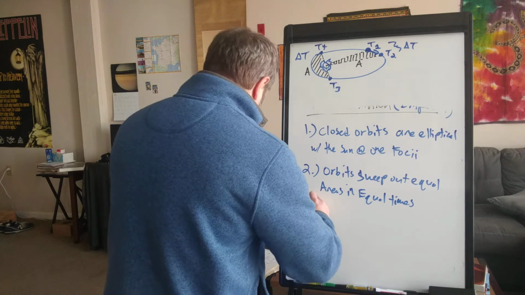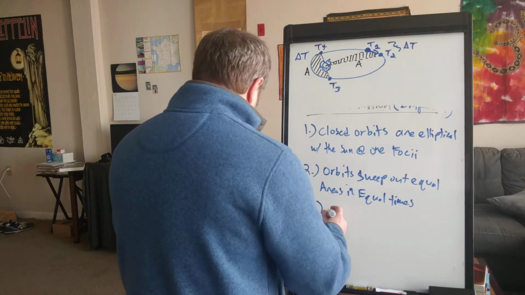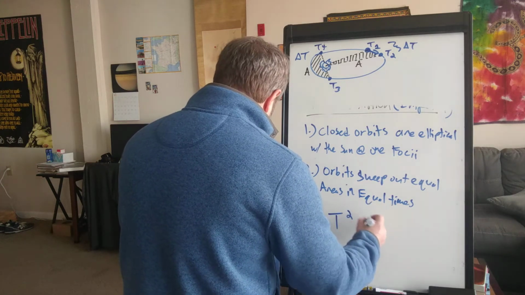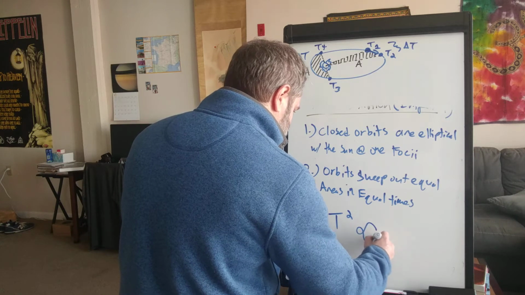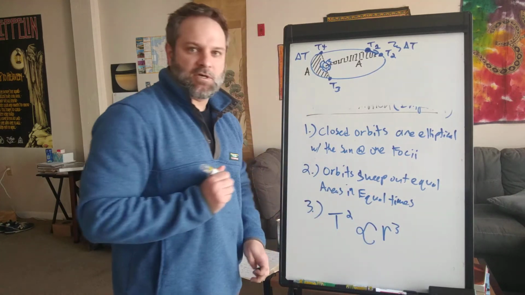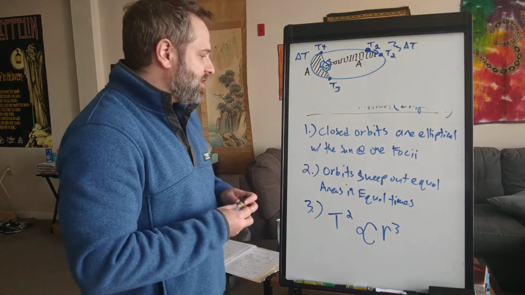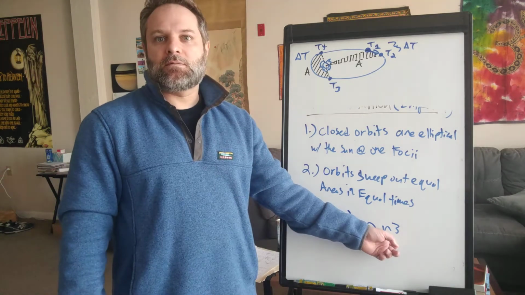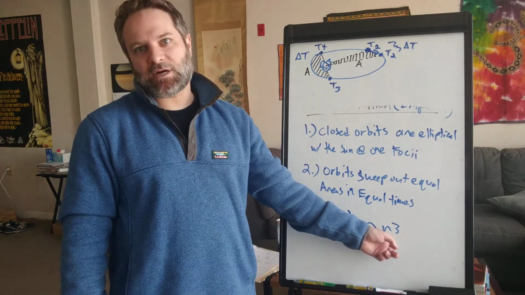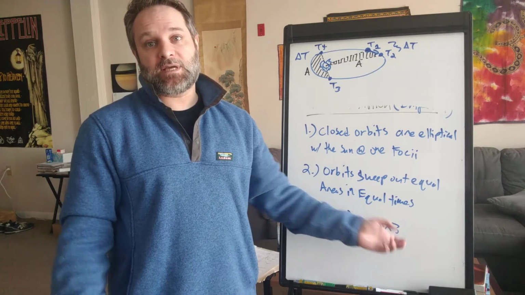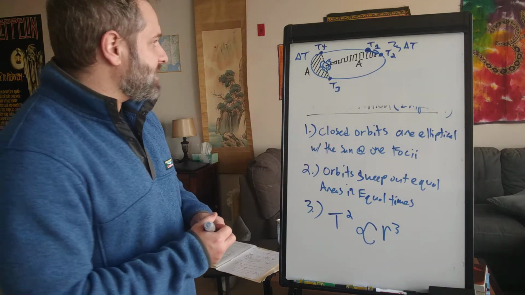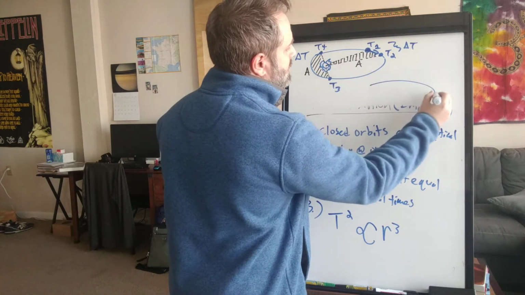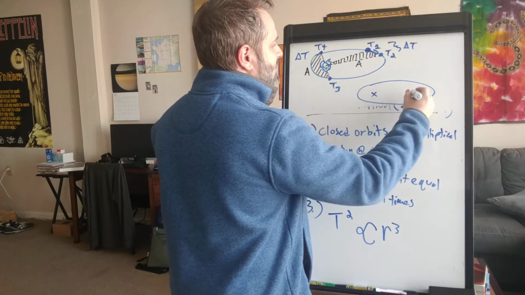And number 3, I'll just write it mathematically. The square of the orbital period is proportional to the cube of the semi-major axis. The period, of course, is how long a full orbit takes. And this distance, the semi-major axis, if we were talking about a circular orbit, that would just be the radius, but the semi-major axis is, well, I'll just draw it. We'll talk more about this next class when we go over conic sections.